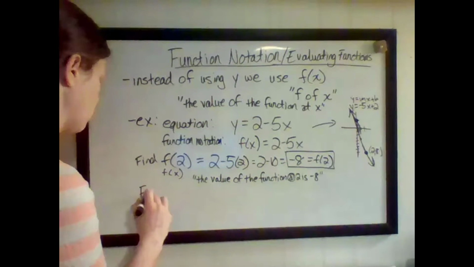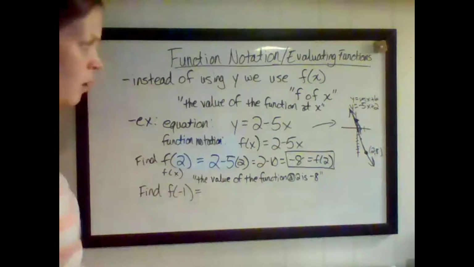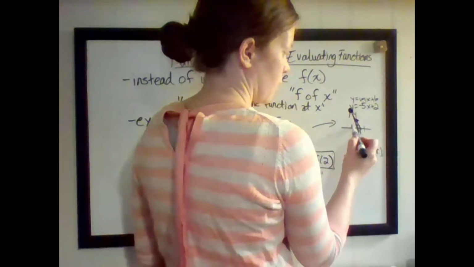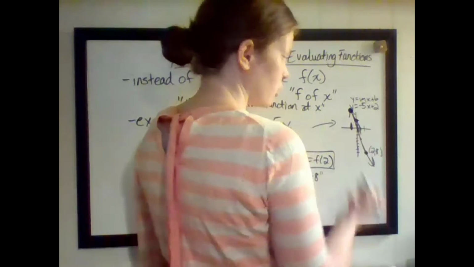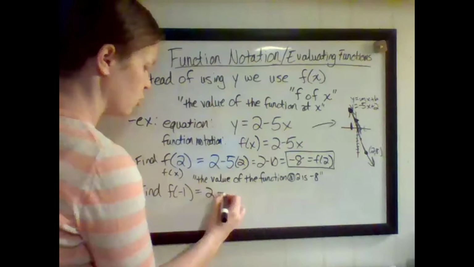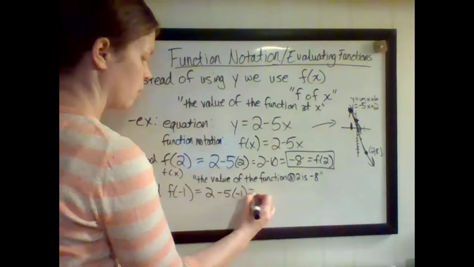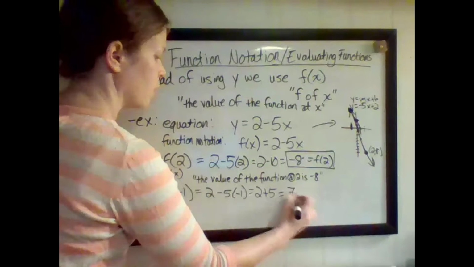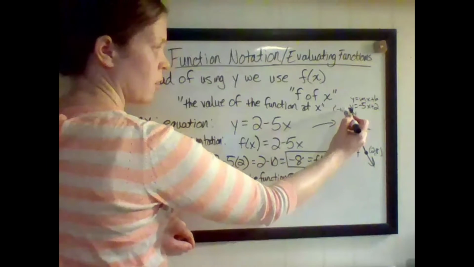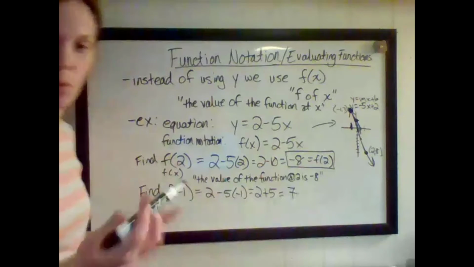Okay, let's do another one. Find f of negative 1. Looking at the graph, it looks like it should be somewhere up here, maybe at 6 or 7. Let's see what happens. When I plug in negative 1 for x, 2 minus 5 times negative 1, so I've got 2 plus 5, which is 7. So there's that point, negative 1, 7. With function notation, this is saying the value of the function at negative 1 is 7. The y value is 7.